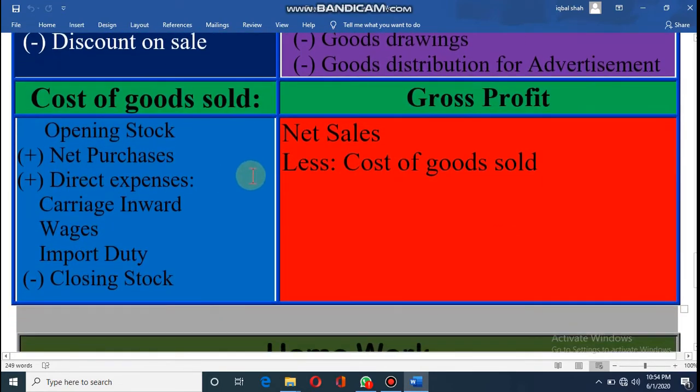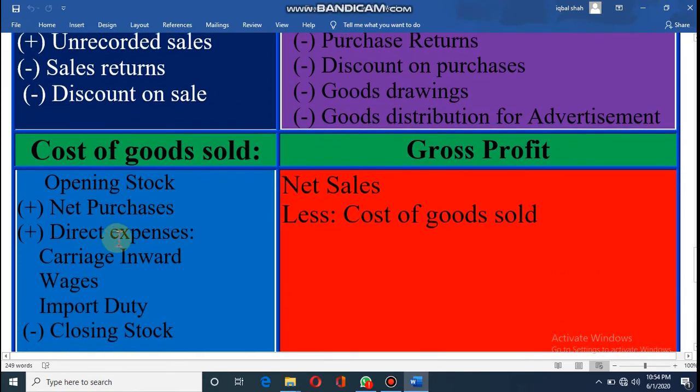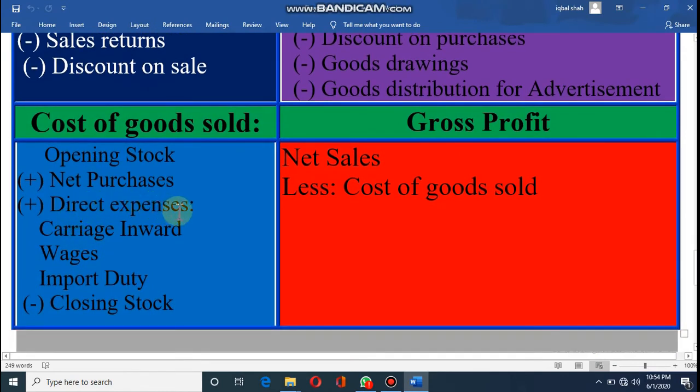Dear student, now cost of goods sold. How will you find out cost of goods sold? Opening stock, add net purchase. Net purchase you calculate here. Then add direct expenses. Some examples of direct expenses are carriage, wages, import duty, dock charge, coolie wages, packing expenses. That is also a direct expense. Dear student, and we have to subtract closing stock.